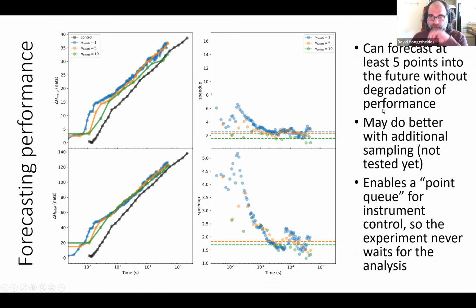I pointed out that you could forecast several points into the future. You can go about 5 points into the future before you actually start to degrade. And what I mean by degrading your performance is your speed up starts going down. The marginalized entropy as a function of time starts to move toward your best practice or your control curve. So you don't see any degradation of performance if you're forecasting about 5 points into the future. So this is useful for instrument control, because if your analysis takes a long time, you never have to wait for it. You can keep taking data even while you're analyzing.